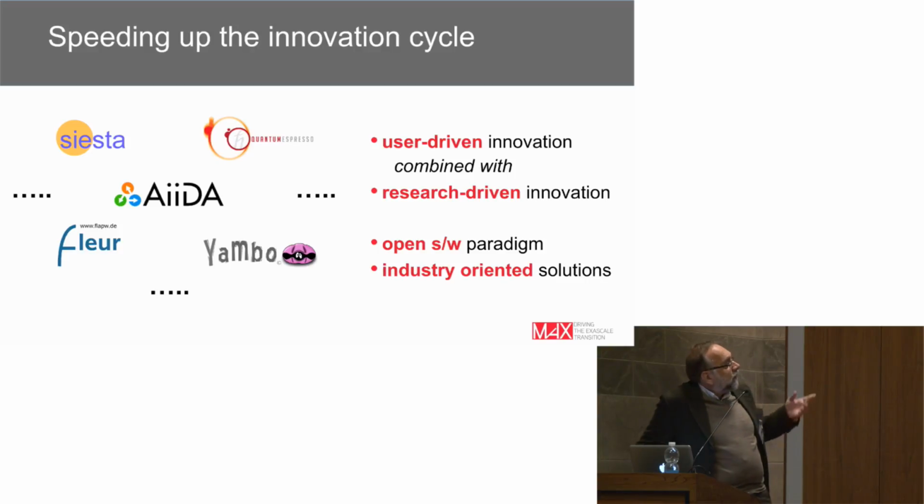So that tells you that there are a lot of people using it. And in fact, our idea is that we want to have a center that is user-driven, in order to speed up innovation, user-driven and result-driven. We want to use the open software paradigm because we believe that open software is the solution. And we want to focus on an industry-oriented solution.